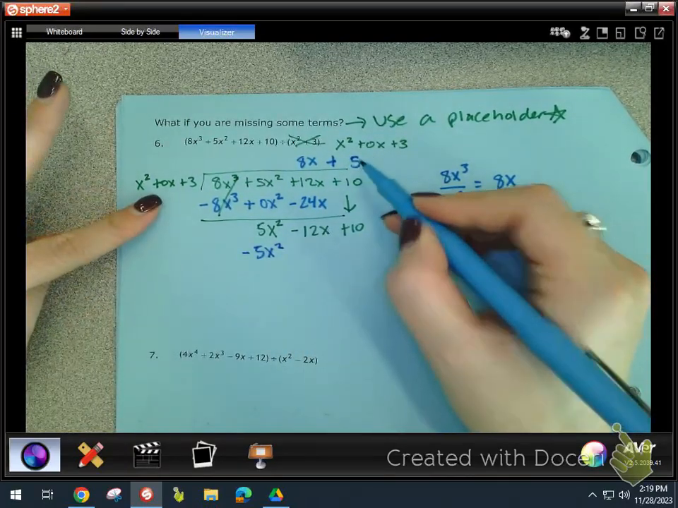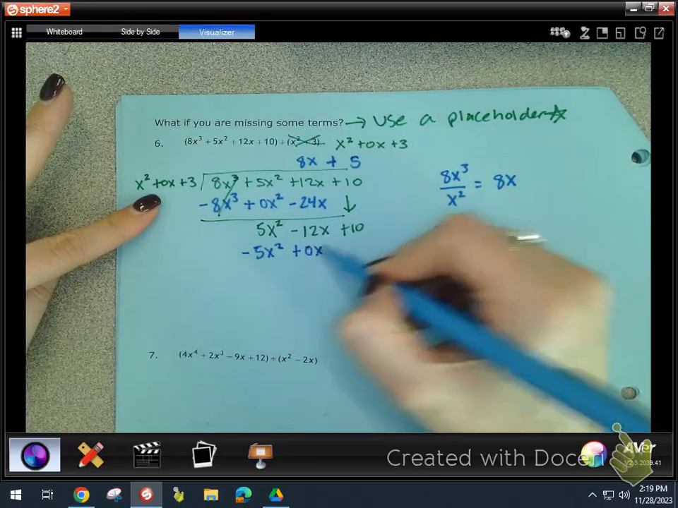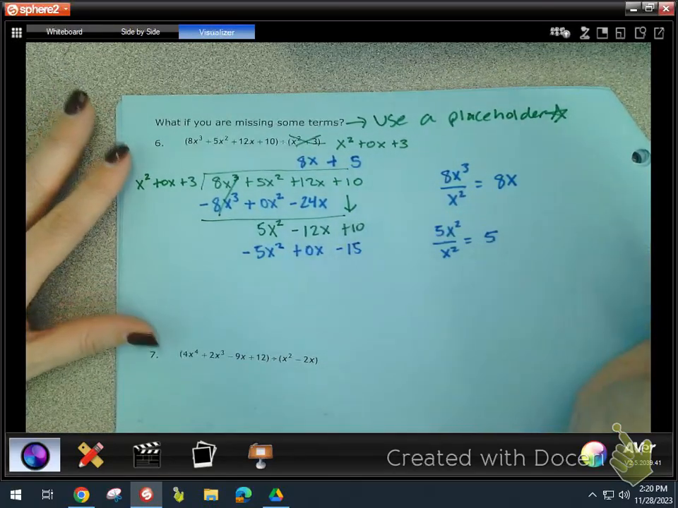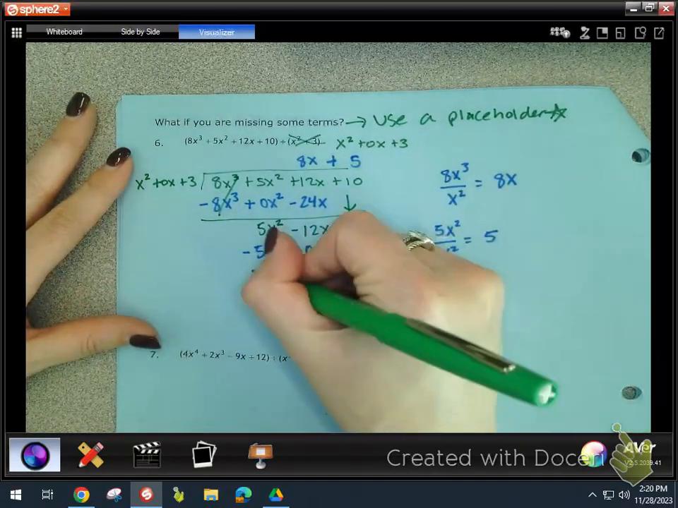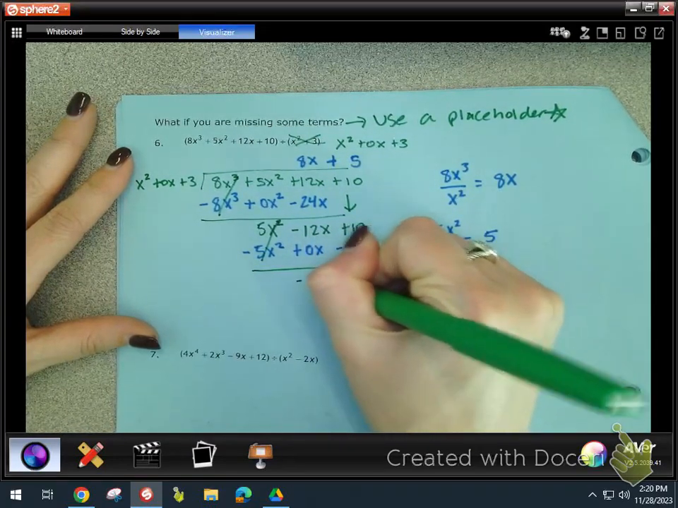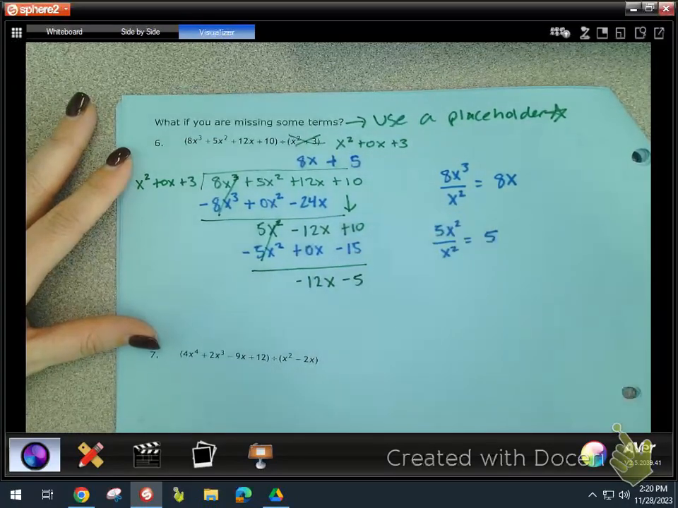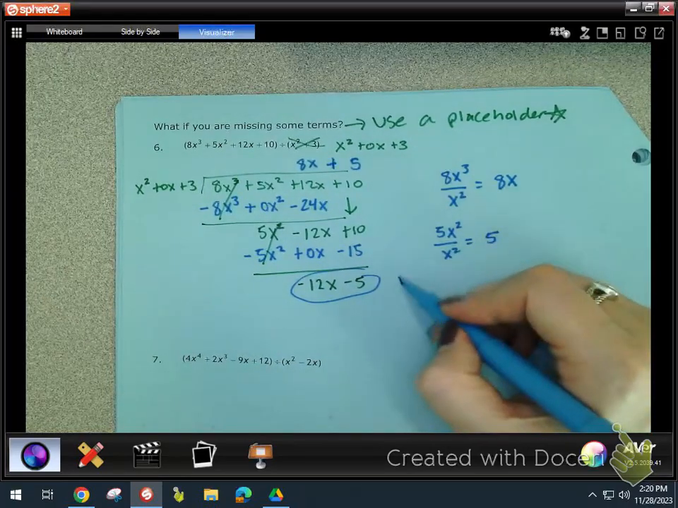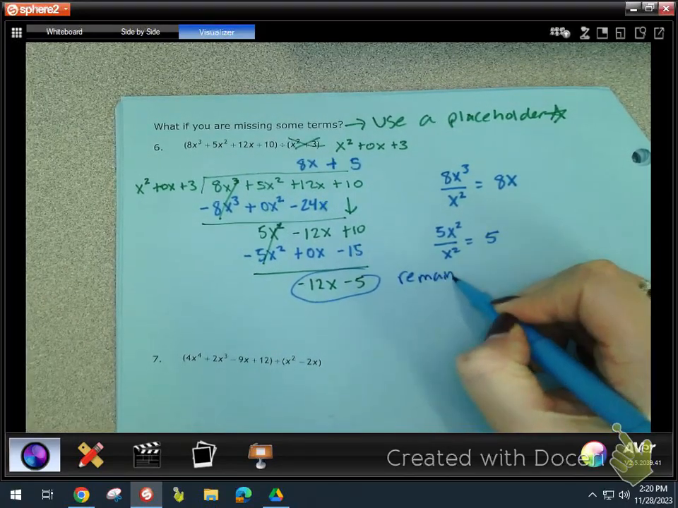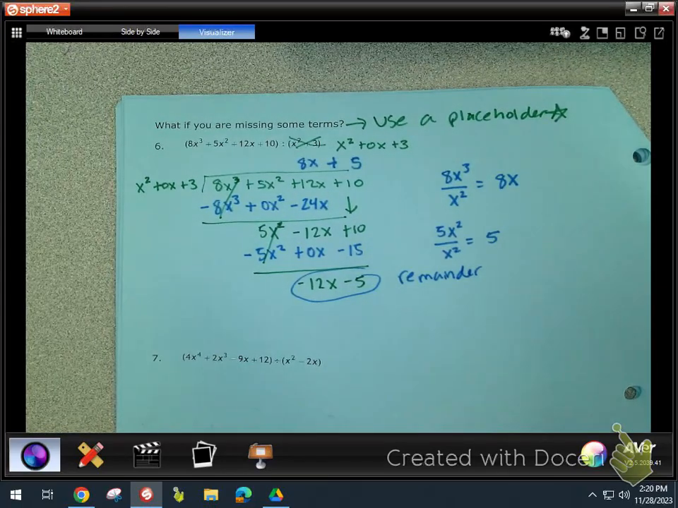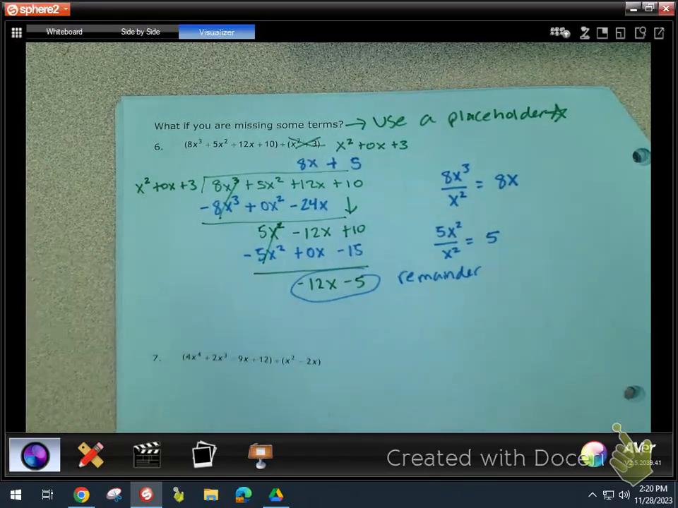This is going to be a 0x. I can just put plus 0x. This is going to be a positive 15. I write negative 15. So what happens here is I'm left with negative 12x minus 5. Are there any more numbers to bring down? No. So this expression is my remainder. So is x squared plus 3 a factor of the dividend? No. You write this the exact same way that you wrote your other answers.